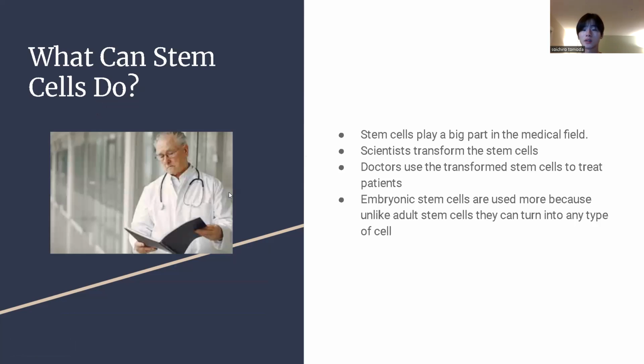What can these stem cells do? So stem cells play a big part in the medical field, and scientists transform these stem cells. Well, they pretty much control the transformation of the stem cells, and then the doctors use the transformed stem cells to treat patients. For example, the scientists can transform the embryonic stem cell into a liver cell, and then a doctor could use the transformed liver cell to treat a patient with liver disease. And you can also treat other diseases like diabetes. And embryonic stem cells are used more because unlike adult stem cells, they can turn into any type of cell.